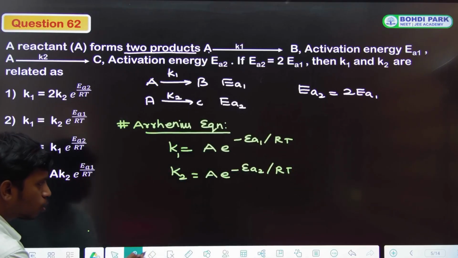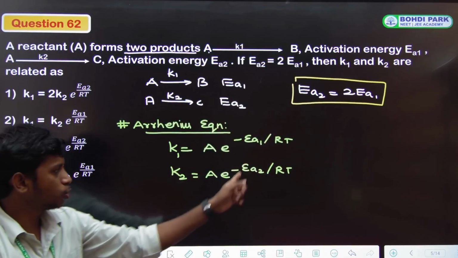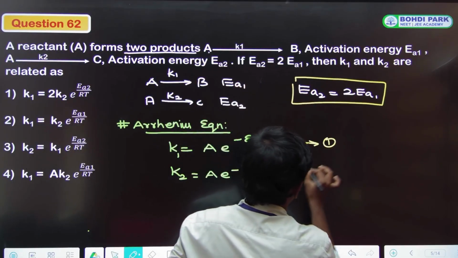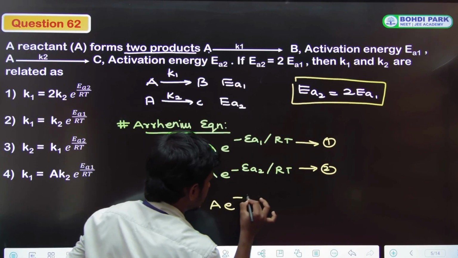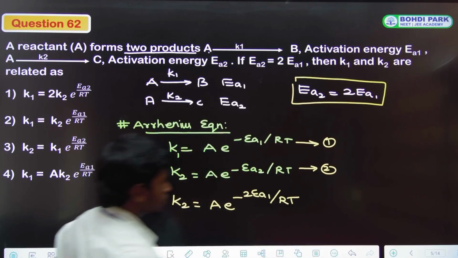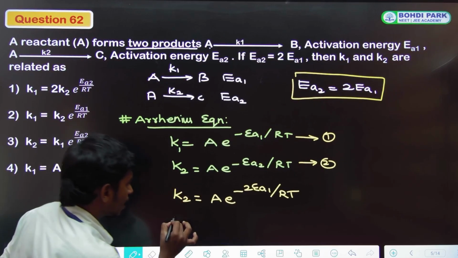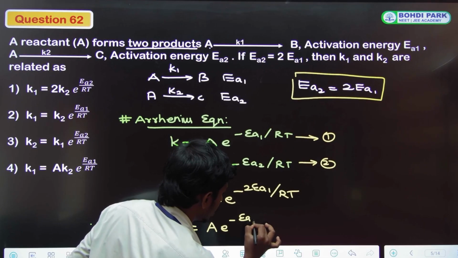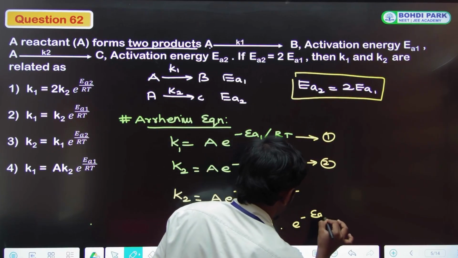What value was given? It was given that EA2 is equal to 2EA1. Just substitute 2EA1 in place of EA2. Let's consider this is equation 1 and this is equation 2. Then K2 is equal to A e power minus 2EA1 divided by RT. Can we write the power separately? We can rewrite the same equation as A into e power minus EA1 by RT into e power minus EA1 by RT.